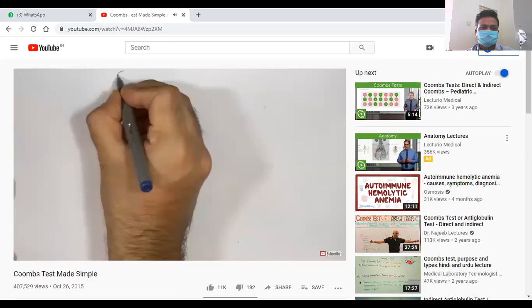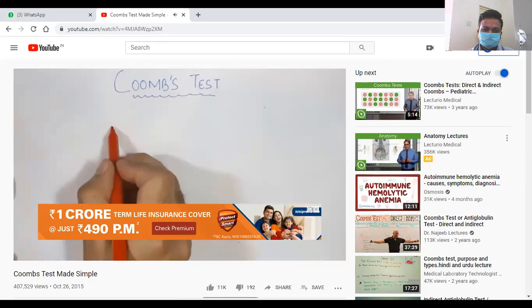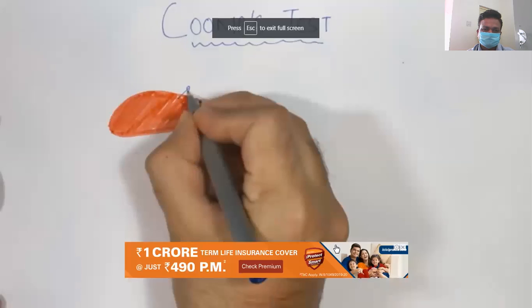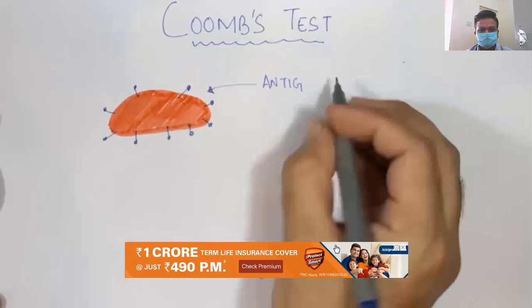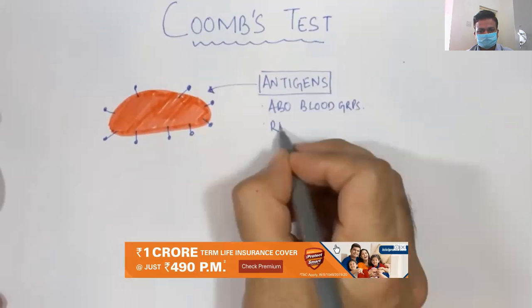In this video, we will discuss the Coombs test, and before discussing it, it is very important to understand the concept of the autoantibody. So this is an RBC, and on the surface of the RBC there are lots of antigens, for example the ABO blood grouping antigens, the RH antigens, and many others.